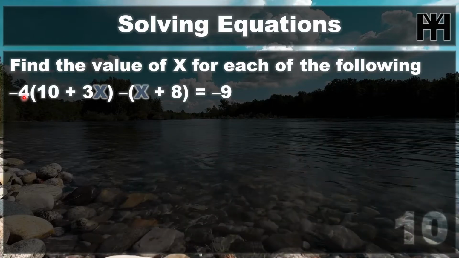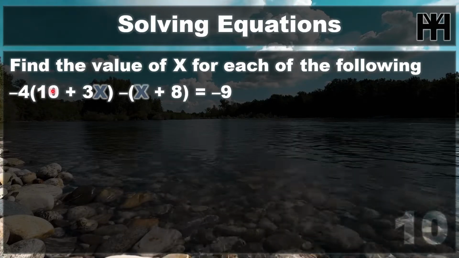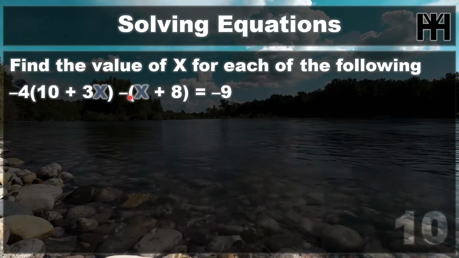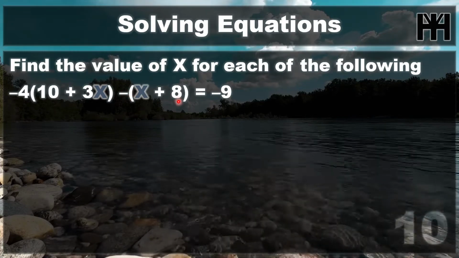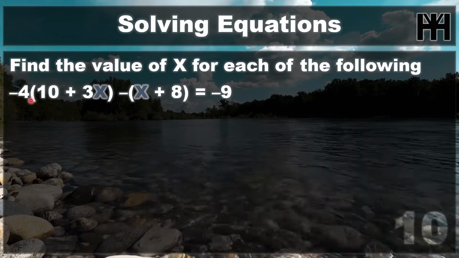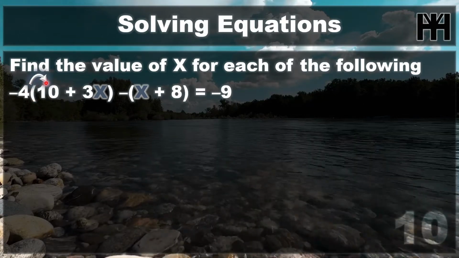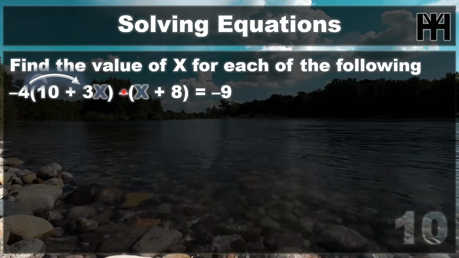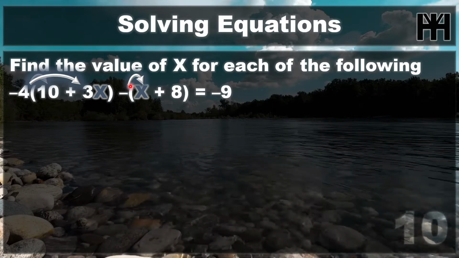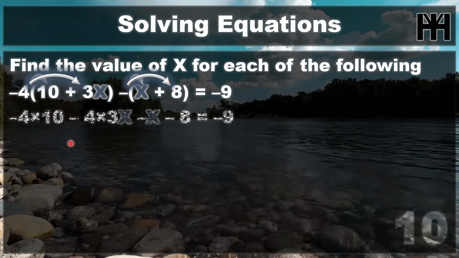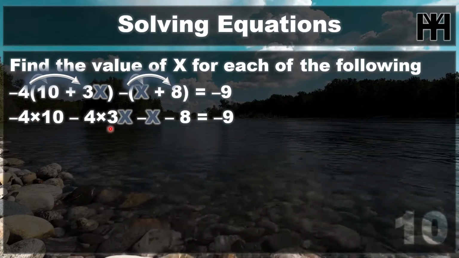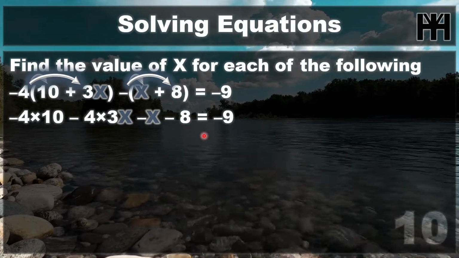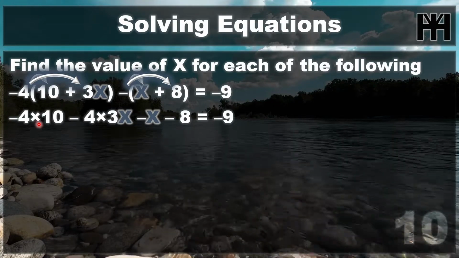Okay, so we have negative 4 multiplied by both 10 plus 3x, minus, here minus is negative 1, multiplied by x and positive 8, is equal to 9. So first we will break the brackets. So 4 will be multiplied by 10 and by 3x, and the negative 1 will be multiplied by x and by 8. So we have negative 4 times 10, minus 4 times 3x, minus x, minus 8, as negative x, negative 8, equals negative 9. Okay, so we'll solve this.